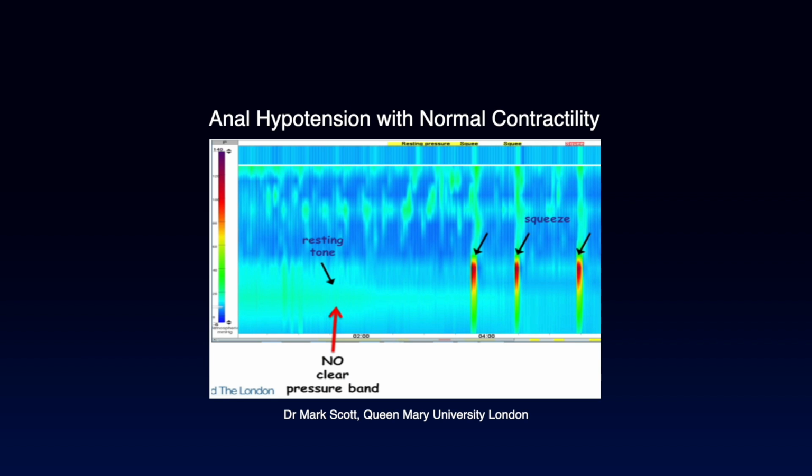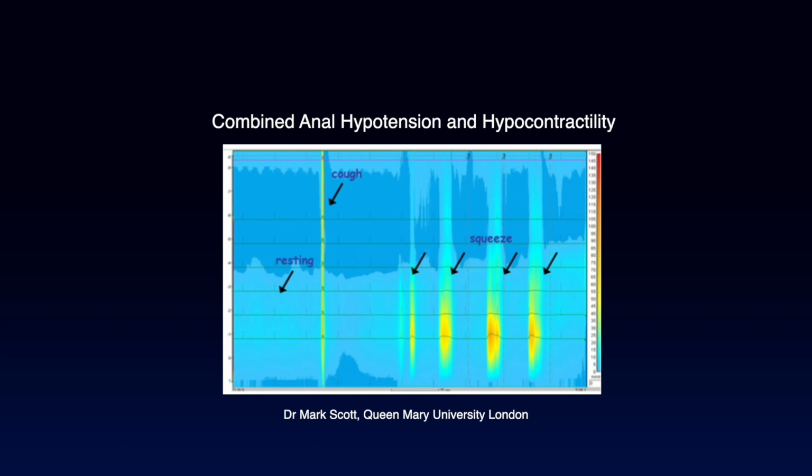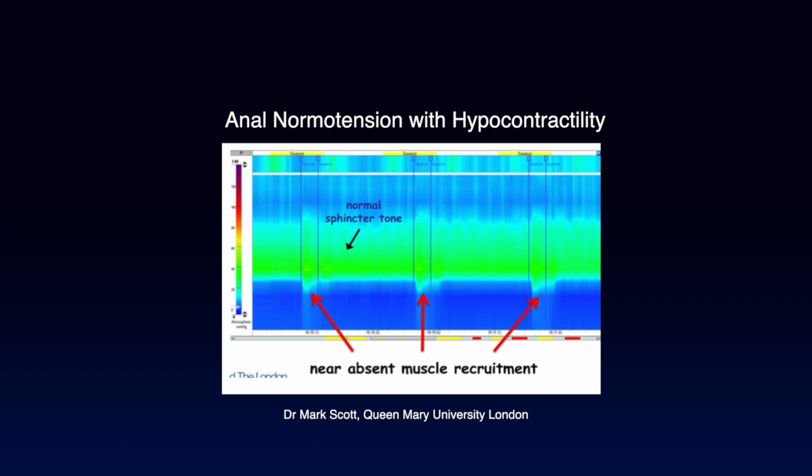If resting pressure is too low but the squeeze pressure is normal, then this is anal hypotension with normal contractility. If the resting pressure is too low and the pressure when asked to squeeze is too low, then this is termed combined anal hypotension and hypocontractility. Finally, if the anal resting pressure is normal but the squeeze pressure is too low, then this is anal normotension with hypocontractility.